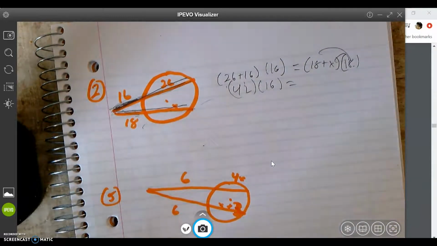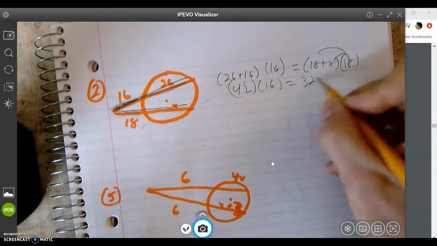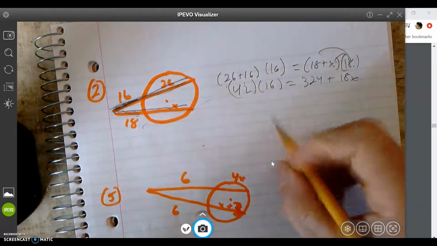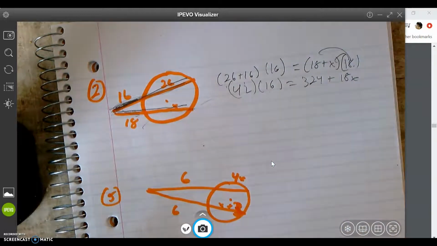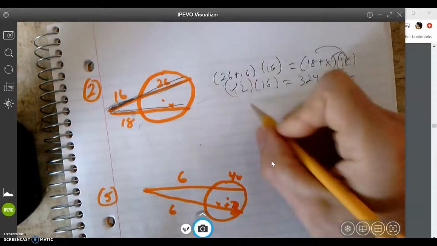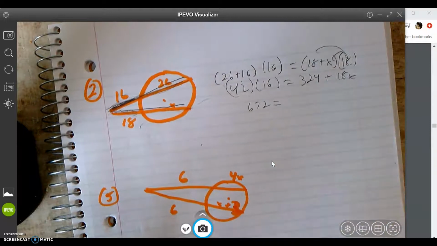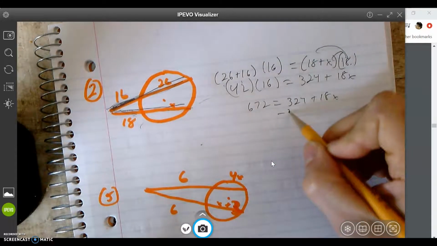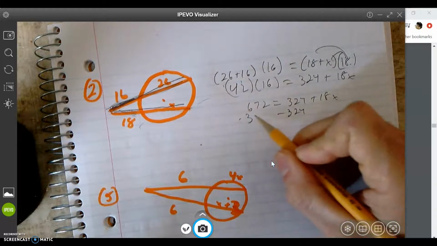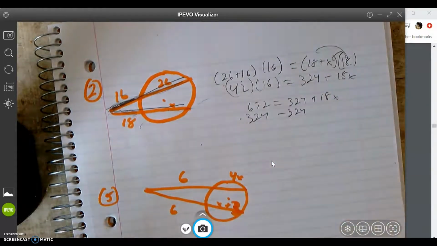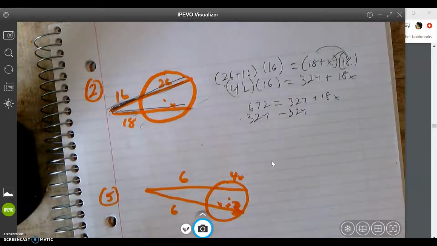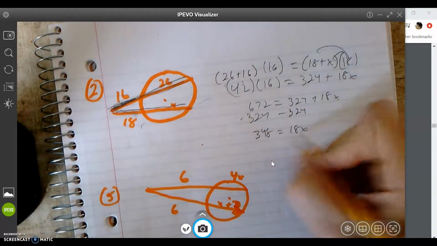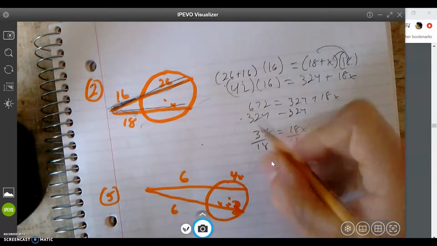So this part here is 42 times 16 equals 18 squared. We just did that one. That's 324 plus 18 times x is 18x. Cool. 42 times 16 is 672 equals 324 plus 18x. Pause the video if you want to make sure you can get it. Subtract 324, bam. So we have 348 equals 18x, divide by 18, almost done.